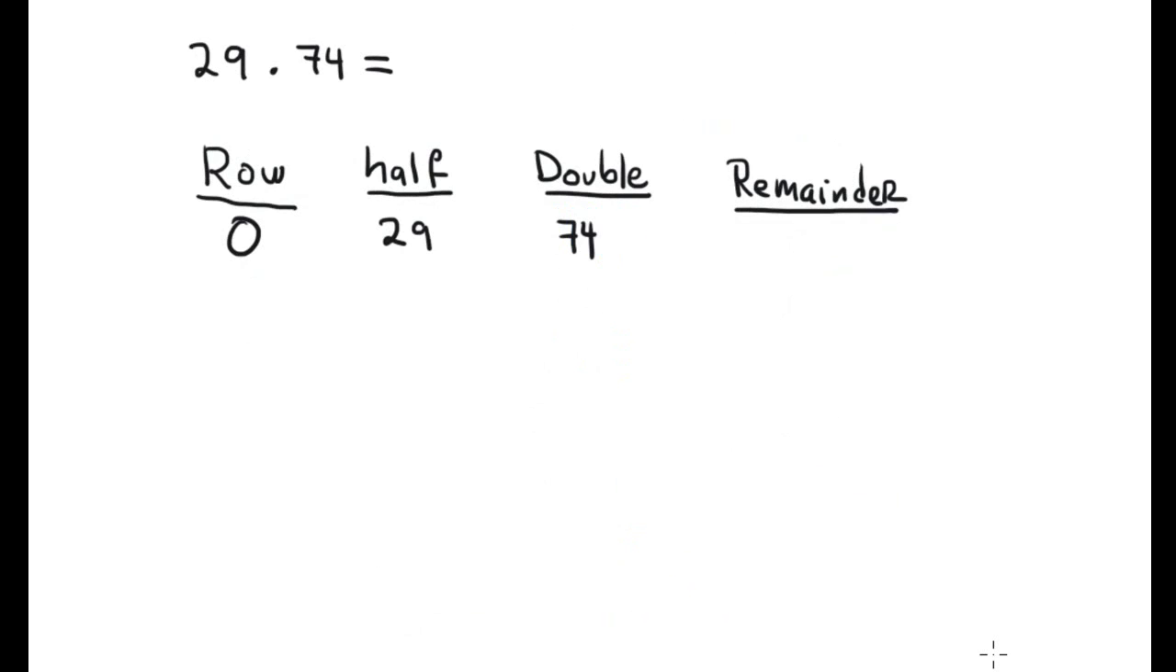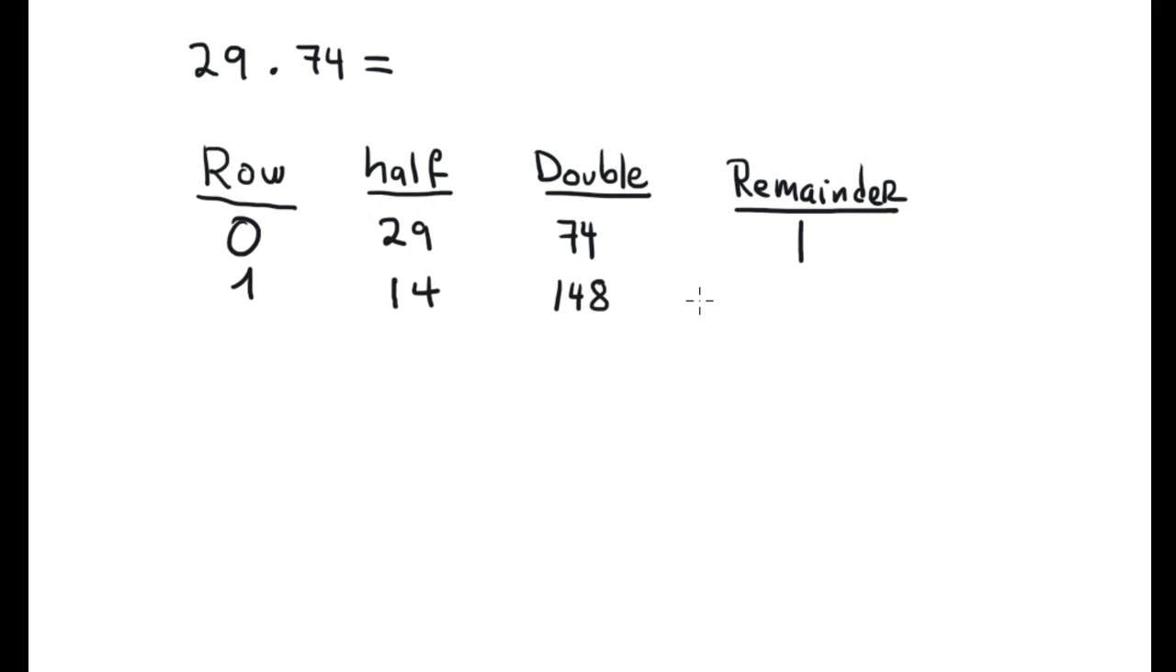Okay, let's see another example. This is row 0, 29 and 74. I put them in this order, and you divide by 2. 29 divided by 2 is 14, of course with remainder 1. This is row 1, and you duplicate this: multiplied by 2 is 148.